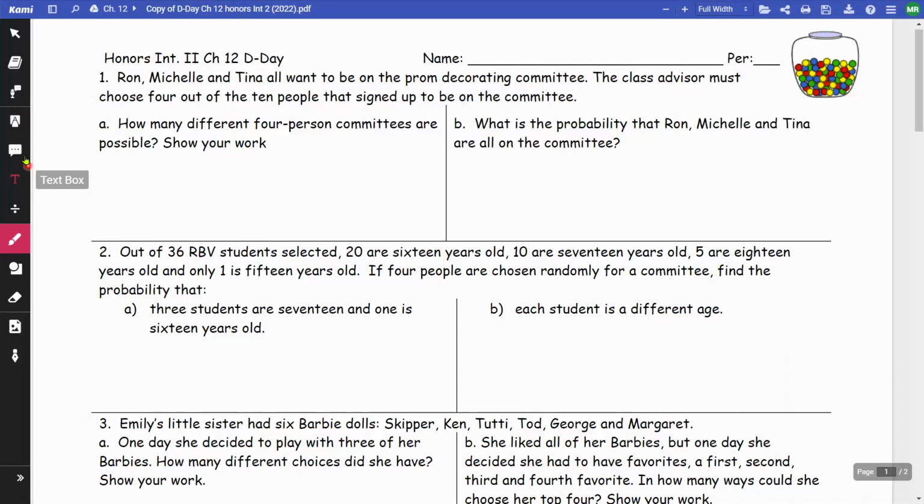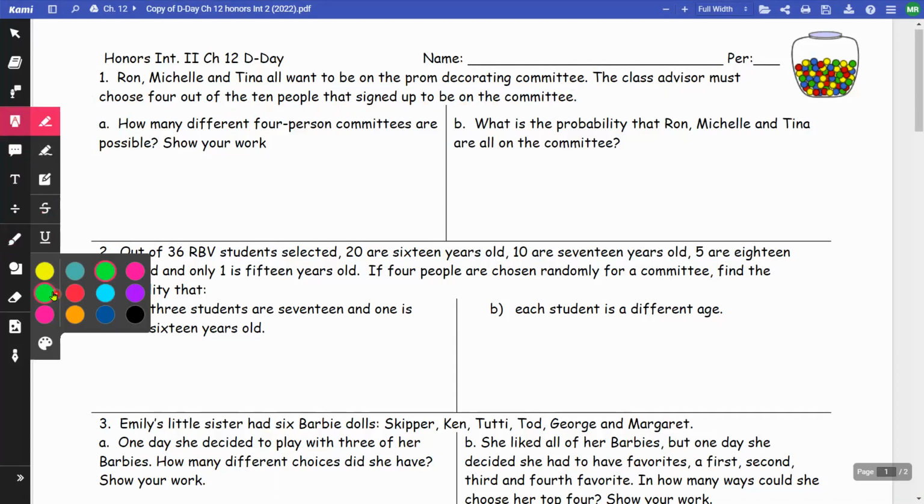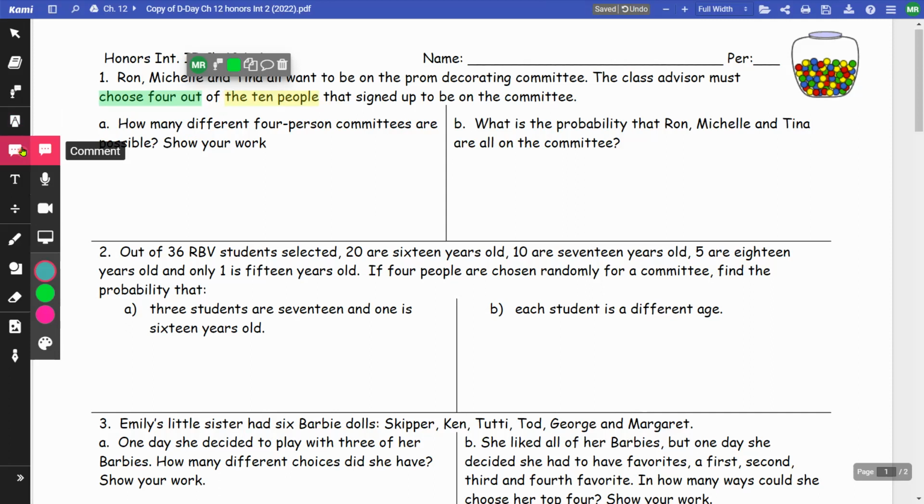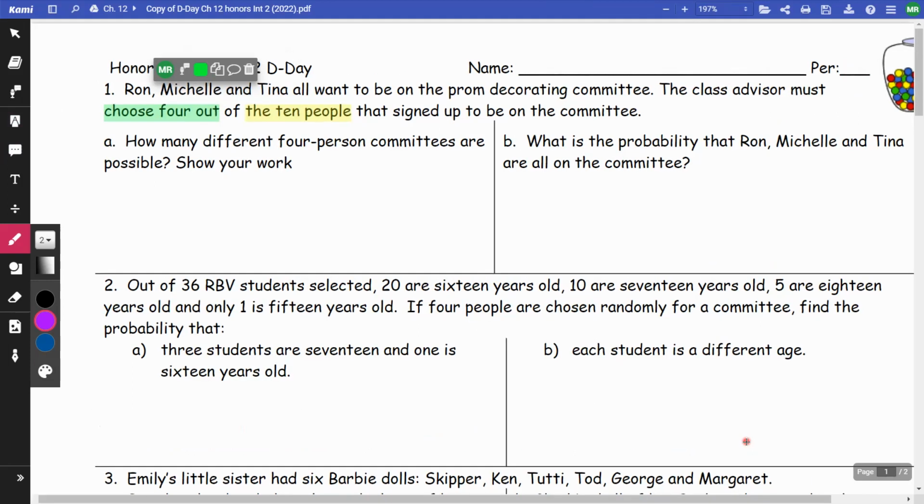Okay, so we're going to choose 4 out of 10 people. Choose 4 out of 10 people. So for this, how many different 4-person committees are possible?